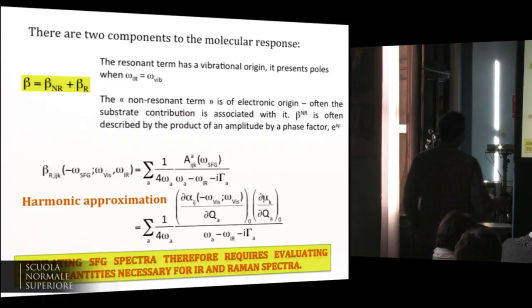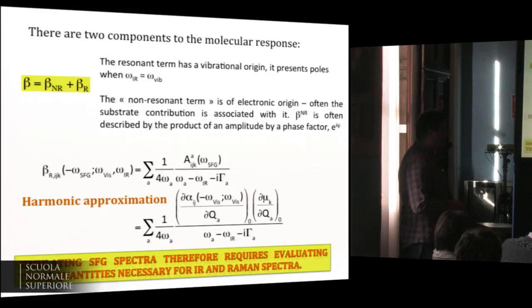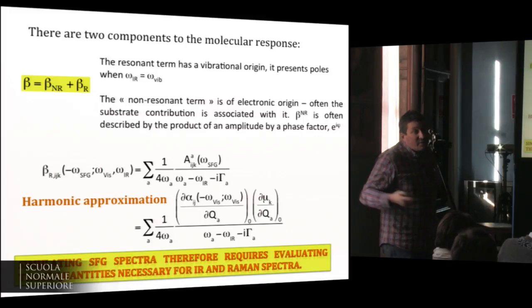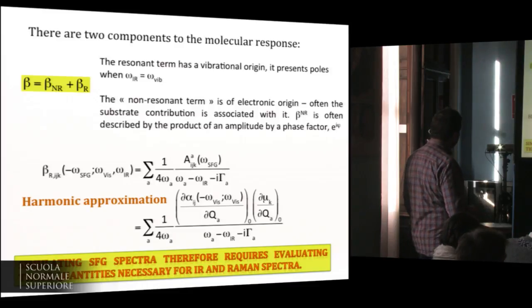And you see the details of this expression where you have the d mu dq associated with infrared intensities and d alpha dq associated with Raman intensities. So this is the expression that you get in the harmonic approximation, and you see that, of course, if your system is centrosymmetric, if d mu dq is different from 0, d alpha dq is 0, and vice versa. That's why you need non-centrosymmetry to get the SFG signal.